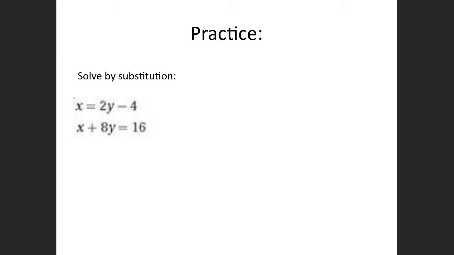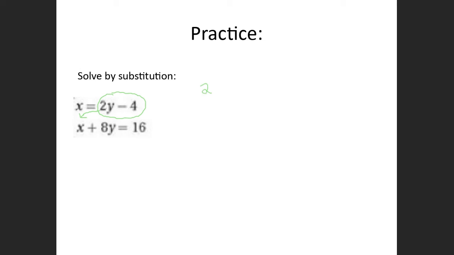Here's a problem. Now, this one's a little bit tougher. I've got x equals. As soon as you have one of the equations as x or y is equal to, that's a good start. So I have x equals 2y minus 4. Wherever I see x in the second equation, I'm going to put 2y minus 4.